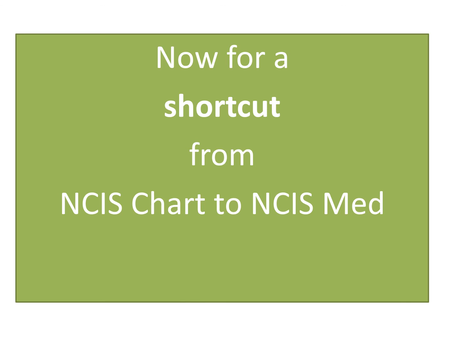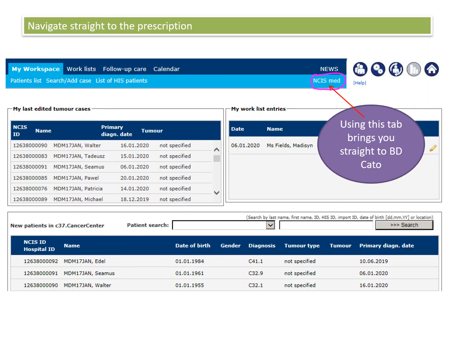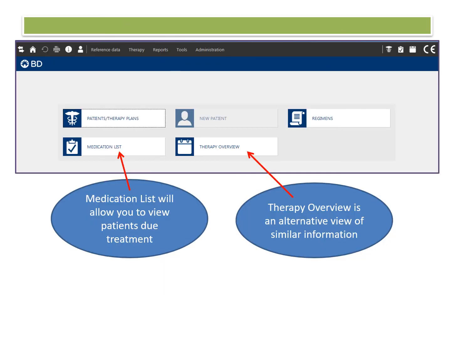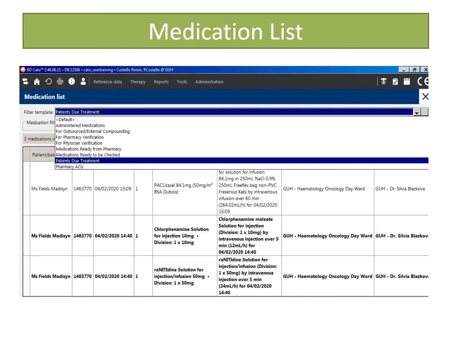Now for a shortcut from NCIS Chart to NCIS Med. When you log in to NCIS Chart on the My Workspace screen, you can navigate straight to NCIS Med using the NCIS Med tab as highlighted. Click Medication List to see a comprehensive view of treatments prescribed. Therapy Overview is an alternative view of similar information.